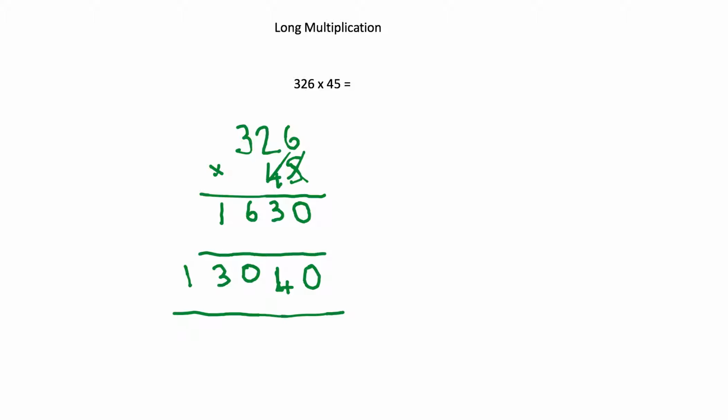So 0 add 0 is of course 0. 3 add 4 is of course 7. Now we've got 6 add 0, which is of course 6. And now we have 1 add 3, which is 4. And now we have nothing, so there's no number here. Add 1 is of course 1. So the answer is 14,670. So we'll write that in our answer box.